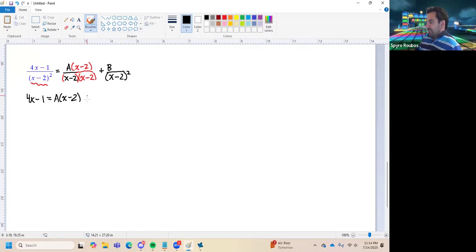So we end up having 4x minus 1 equals A(x minus 2) plus B. Again, it's always worth at least trying to get one letter. So I can let x equal 2. On the left, we have 8 minus 1 is 7. On the right, we have nothing plus B, so B is 7.